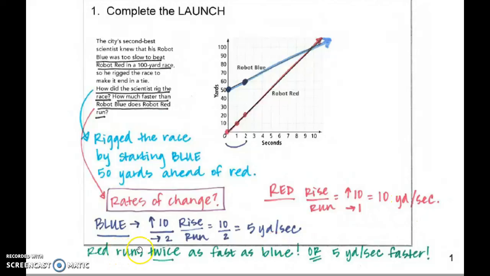Therefore, the red robot runs twice as fast as the blue one, or you could say 5 yards per second faster. Either way, you're looking at the rate of change. Obviously, the red line is steeper, so it's going faster than blue.